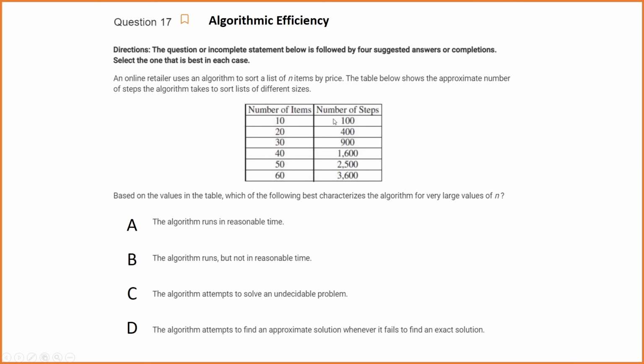Let's look at this. This is 10 times n. This is 20 times n. This is 30 times n. This is 40 times n. Is it really that unreasonable? No, it's not unreasonable. You can see that it's growing, yeah, but it's not growing in a crazy way. It's not like to the power of n. Okay, so we can say A, that it's reasonable.